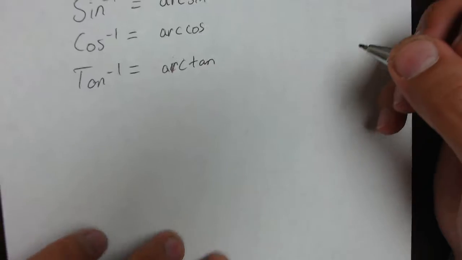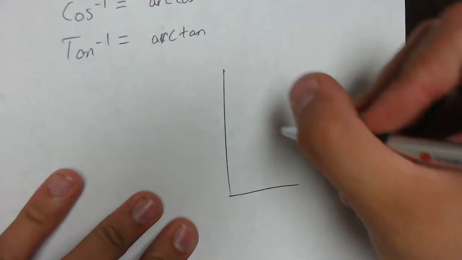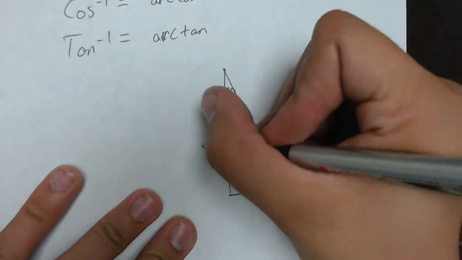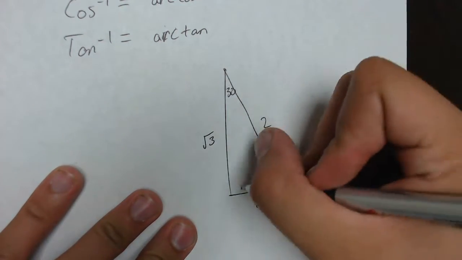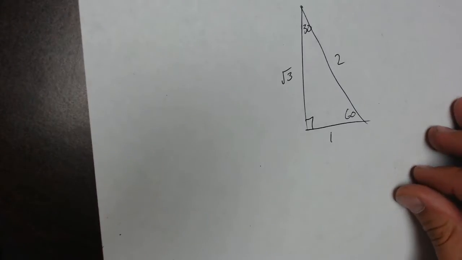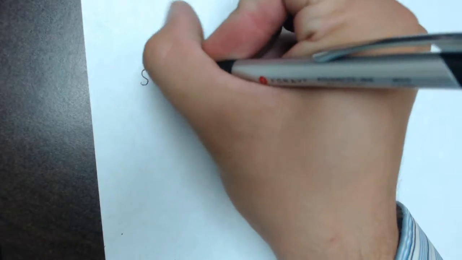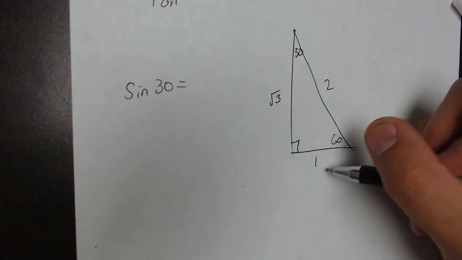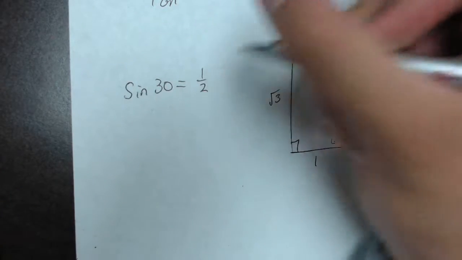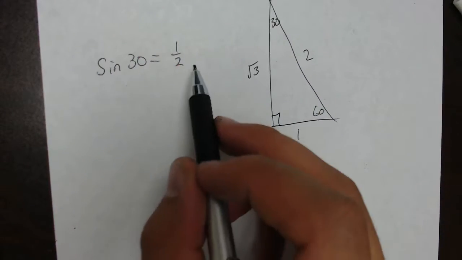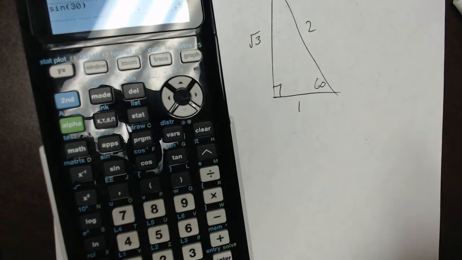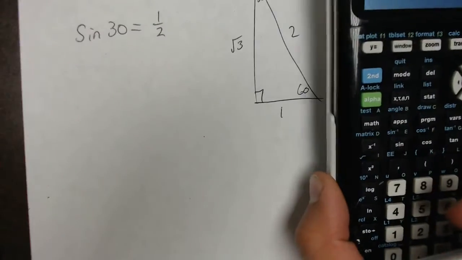I'll use a reference triangle to demonstrate this. So let's say we have our 30, 60, 90 triangle, right? We have root 3, 1, 2, our 90-degree angle. If we were to take the sine of 30 degrees, that would equal the opposite over the hypotenuse, right? 1 over 2. So sine of 30 degrees equals 1/2. So the ratio of 30 degrees is going to be equal to 1/2. And we can see that in our calculator. If I take sine and I type in 30, I get 0.5, which is also the same as 1/2, right?